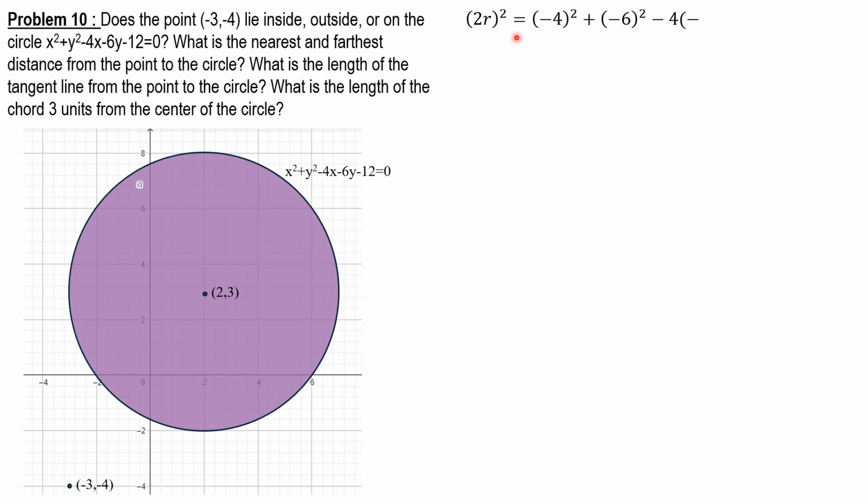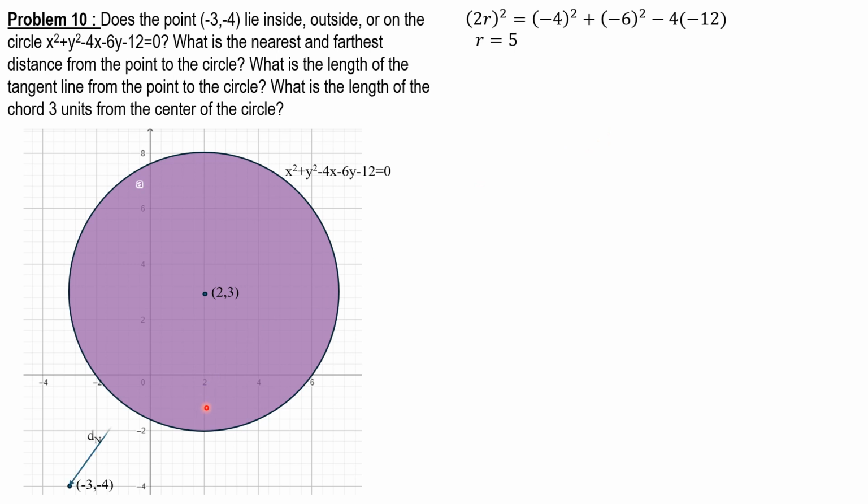So 2r quantity squared is d squared, negative 4 squared, plus negative 6 squared, minus 4 times negative 12. So that's why r is 5 units.